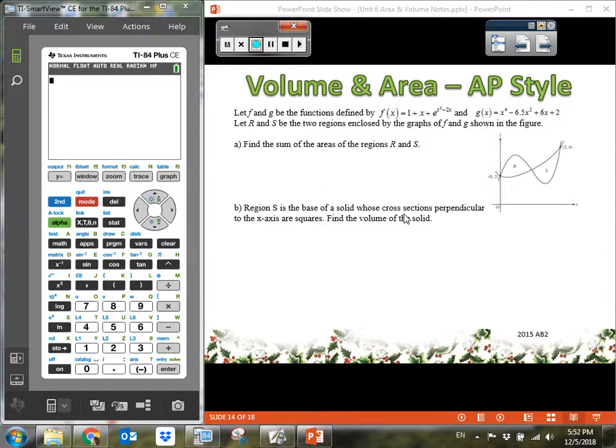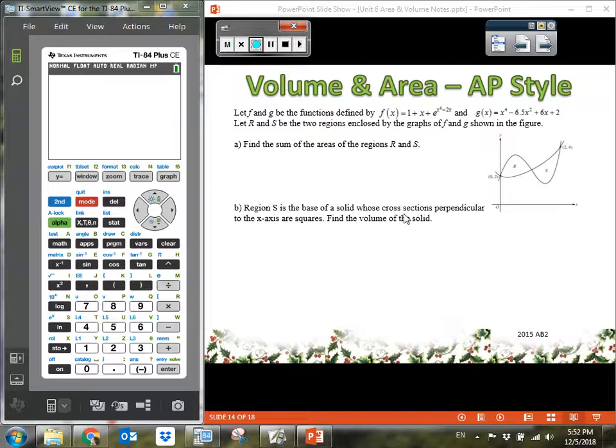Alright, let's take a look at today's lesson. We're actually going to look at an AP problem that we had a couple years ago. It's a 2015 AB2 where we used volume and area. We're just going to mix everything up and do an AP problem with them. Alright, so let's take a look. This is a calculator problem.